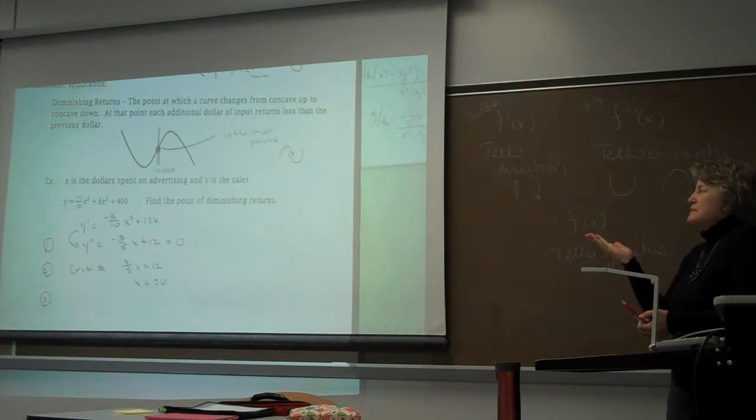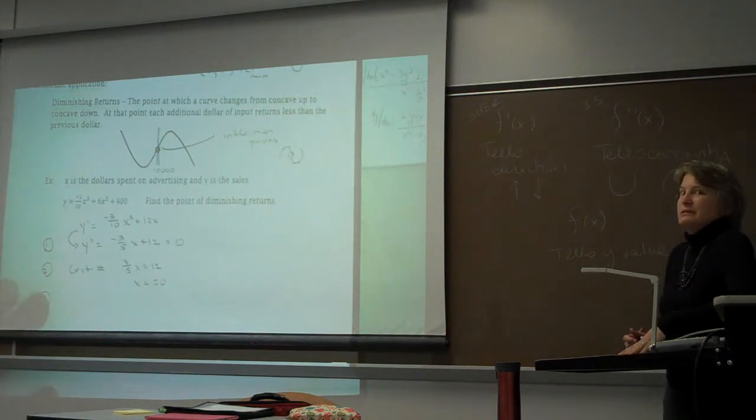Just because it made the second derivative 0 doesn't mean it's a point of diminishing returns. It's just a critical number. Prove to me that it's a point of diminishing returns. If I plug it into the second derivative, I'm going to get 0, right? That's how I found it. But it does have to do with the second derivative. Anybody else? Think about section 3.2.